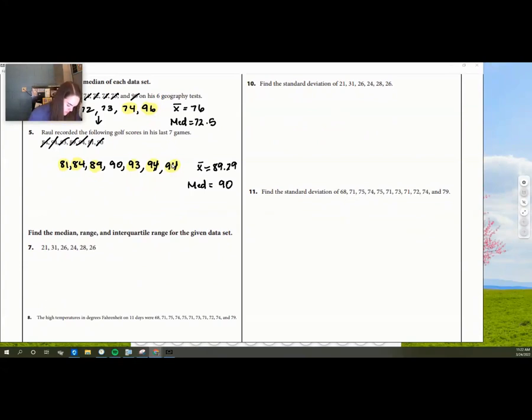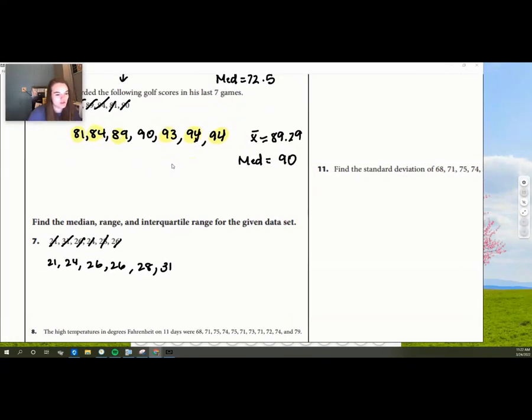We definitely have to have them ordered for this. So 21, 24, 26, 26, 28, and 31. All right, median, range, and interquartile range. So we need to go ahead and find the median, Q1, Q3. Okay, so let's do that. Left, right, left, right. I don't love it when it does that. Median is 26. Okay, now let's divide the data into our 2 sets.